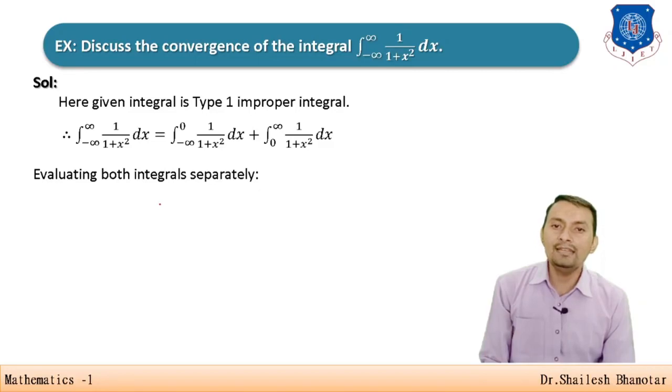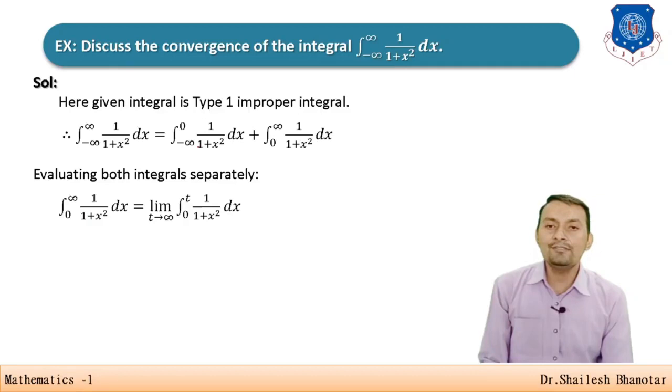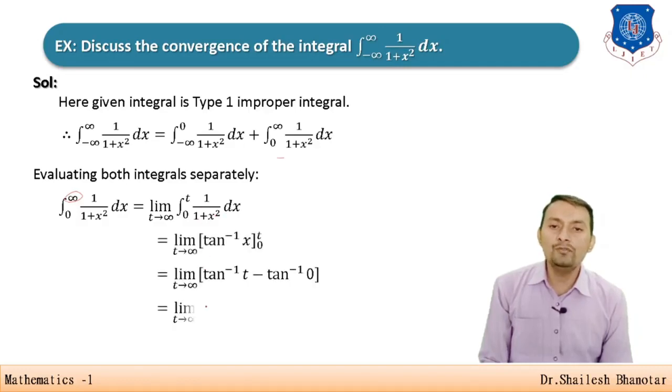We can't evaluate these two integrations separately. So let us see the first integration, that is 0 to infinity of 1 divided by 1 plus x square dx. Again the upper limit is infinity, so limit t tends to infinity, integration from 0 to t of 1 divided by 1 plus x square dx. When you integrate, you will get the answer pi by 2.